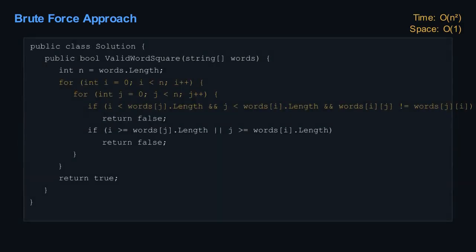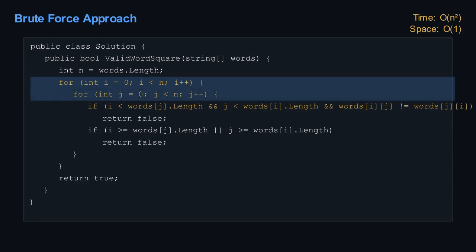The naive way is to iterate over every pair of indices i and j, checking that the character at row i column j equals the character at row j column i, while also guarding against out-of-bounds lengths. This double loop visits each cell twice, giving big O of n squared, quadratic time where n is the number of rows, and uses only constant extra space. It works, but it repeats the same symmetry check for both (i, j) and (j, i), doing unnecessary work.